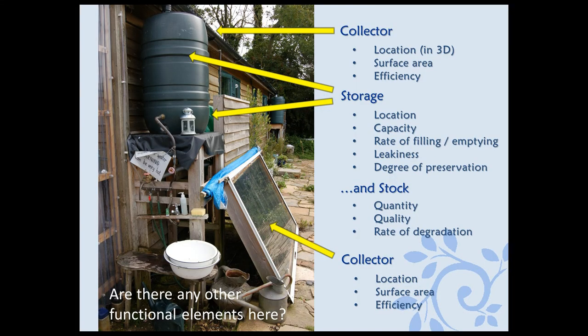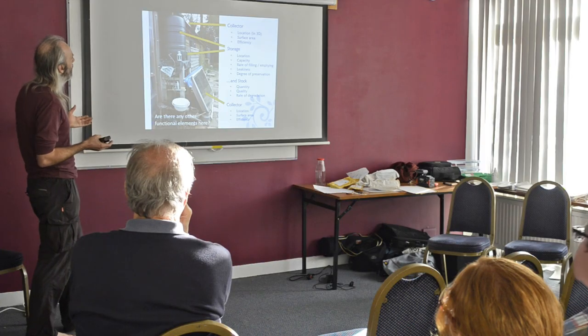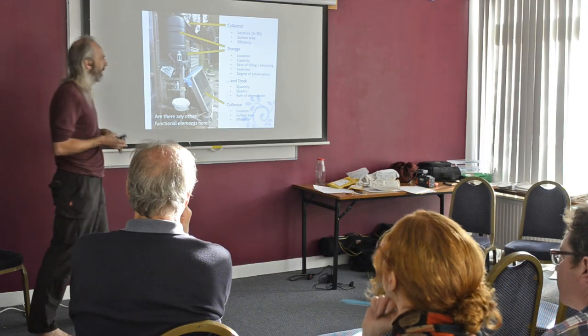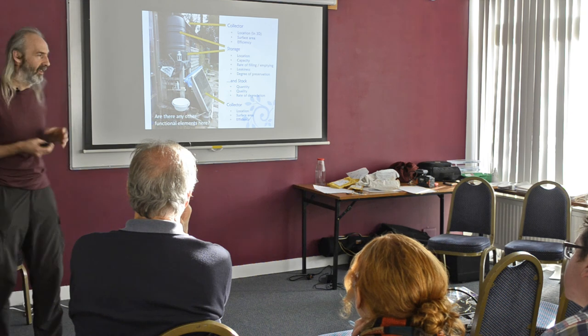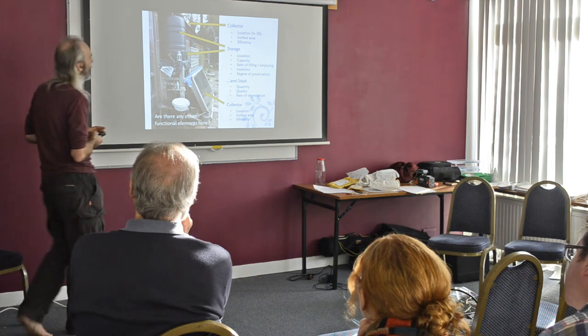So, an example of how we start looking at this. The collector is the roof. It's placed in three dimensions. It has a given surface area we can work out. We can look at the runoff coefficient of the roof, the different materials. So for a tin roof like this one, it's about 85% of the water that falls onto the roof that you'll be able to collect.